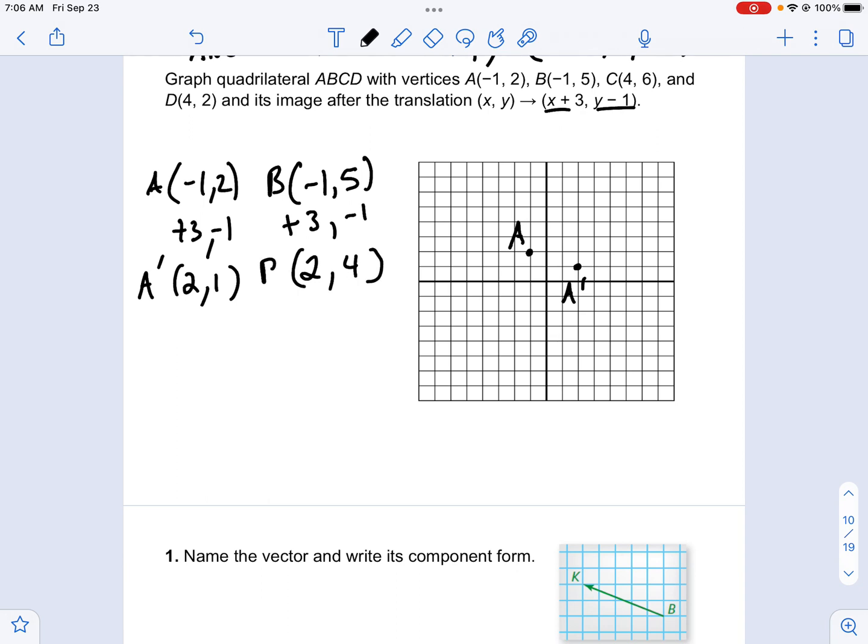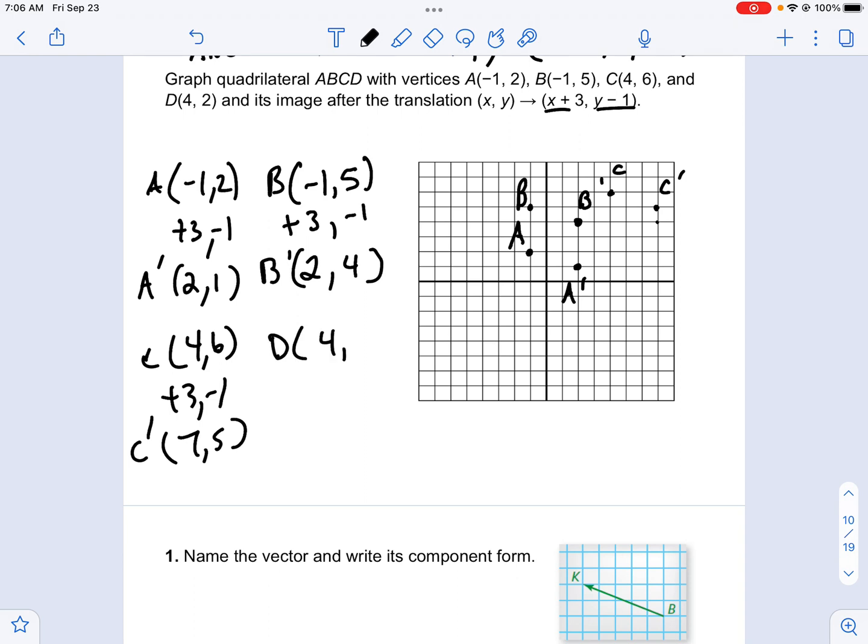What's nice about translations is it's the same every time. Negative 1, 5 becomes 2, 4. B prime. C is at 4, 6. We're going to add 3 minus 1. C's been moved once, so it's C prime. And our last one, D, which is at 4, 2. We're going to add 3 minus 1, giving us 7, 1. D's been moved once, D prime.